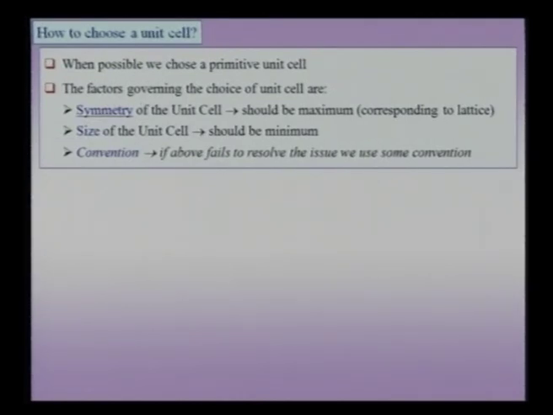We try to choose a unit cell which has the maximum symmetry, and typically the symmetry of the unit cell would be the same as the symmetry of the lattice or the crystal we are considering. The second criterion we imposed was that we try to keep the size of the unit cell to a minimum. If both of these criteria fail, then we settle on a convention, wherein we resolve the issue by choosing a unit cell which we call the standard unit cell for a particular kind of structure. So the three factors are symmetry, size and convention.